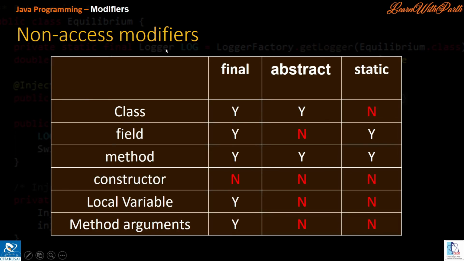Now, the non-access modifiers: final can be applied to class, data, method, local variable, and method argument. The abstract keyword is applicable to class and method, and the static keyword is applicable only to field and method. That's it for this video.